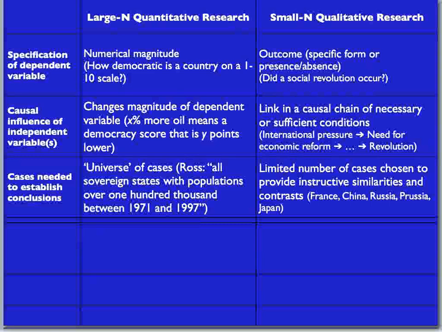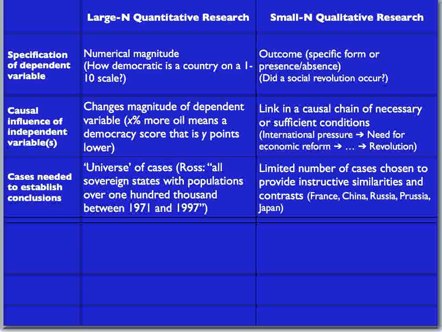Finally, I'm going to wrap up with some contrast between large-N quantitative research of the sort that we talked about today and small-N qualitative research that we've been talking about in the preceding weeks. They differ on a number of dimensions. First of all, they tend to specify their dependent variables differently. Large-N research, you need a numerical magnitude.